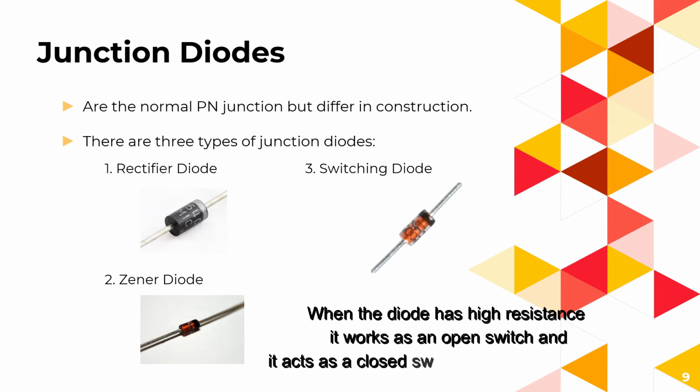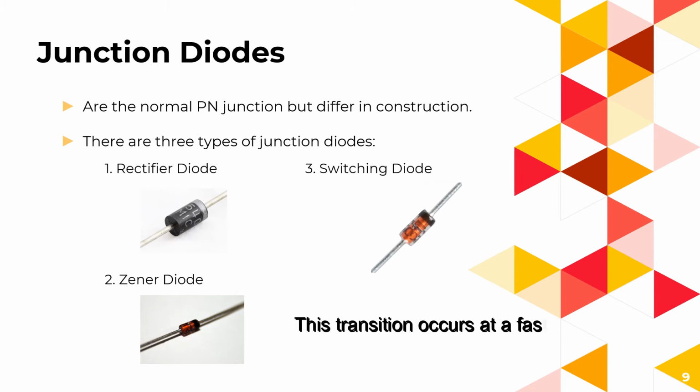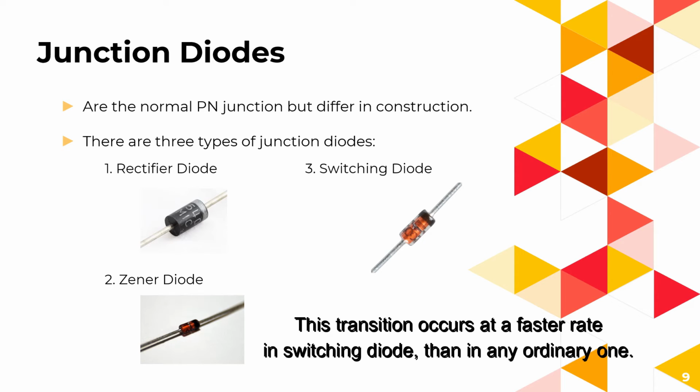When the diode has high resistance, it works as an open switch, and it acts as a closed switch during low resistance. This transition occurs at a faster rate in switching diode than in any ordinary one.